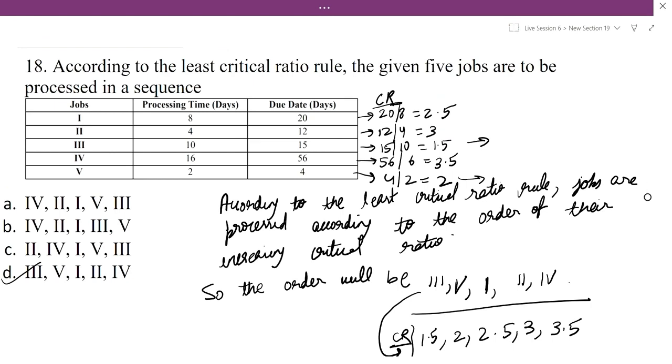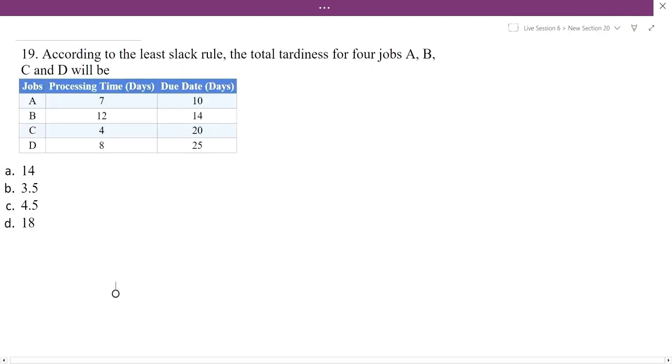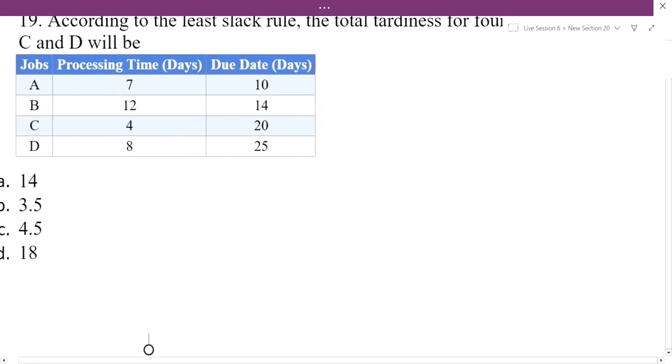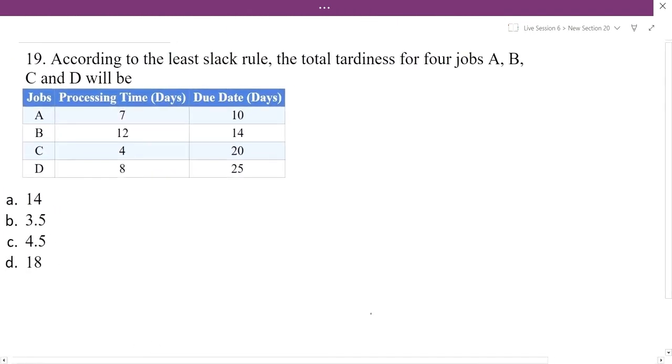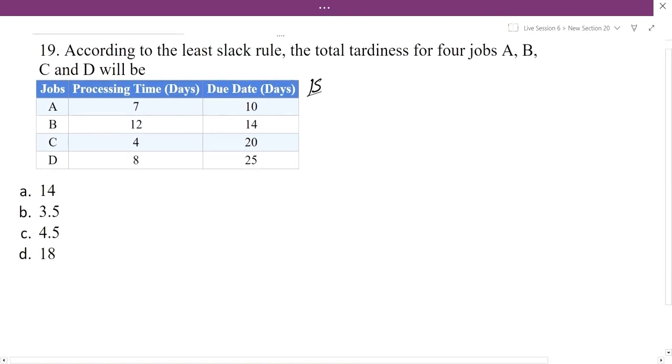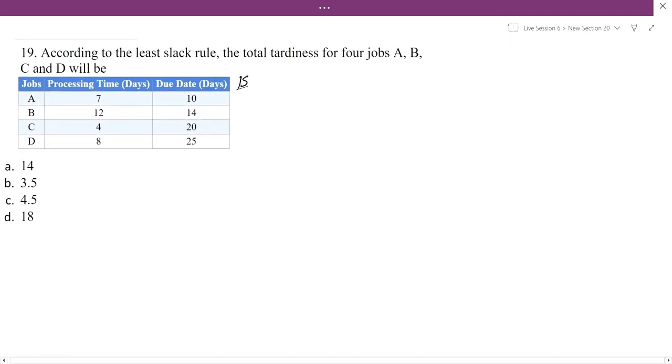So the next question is based on the least slack rule. This is again an interesting question. Now the least slack rule, here we arrange according to the slack time. So I'll make a column here for slack time.